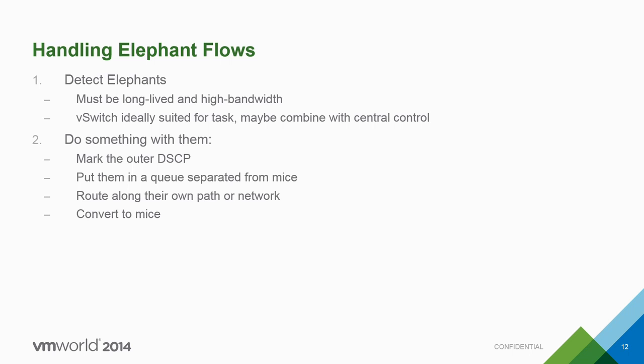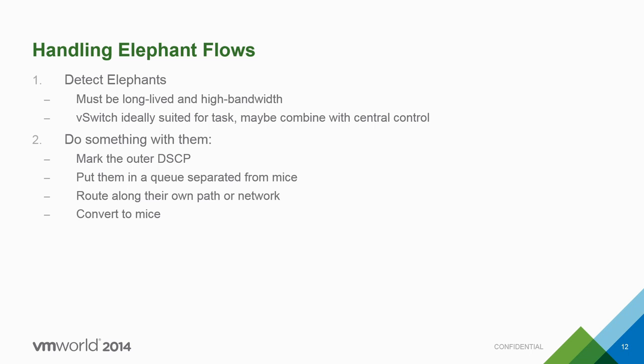So that's how we detect elephants, roughly. And then once we've done that, there's a lot of different things that we can do to mitigate the effects of elephants in the data center or in the physical network. One thing we can do, for example, is mark the DiffServ code point in the outer header of the packets going through the physical network so that elephants and mice can be put into different queues. That way we can make sure that the elephants are isolated from the mice, and I'll show you in a second how well that works.